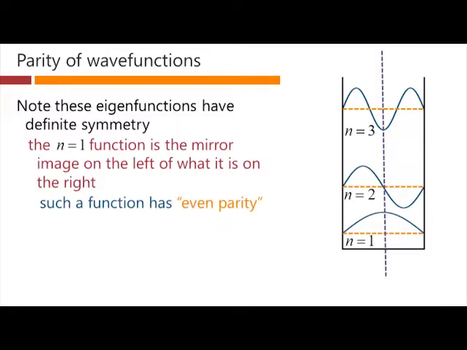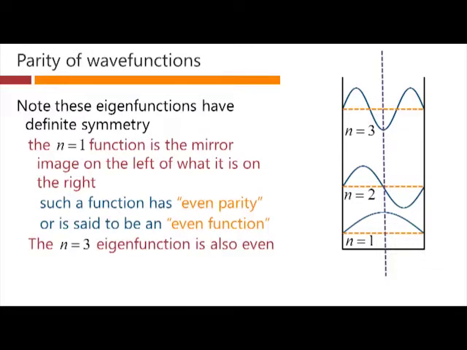Such a function is said to have even parity with respect to this point, to this axis, or it could be said to be an even function. Note, incidentally, that the n equals 3 function is also even. Though it goes below the axis here and above the axis there, it's still true that if you take any point on the right, then the corresponding mirror image point on the left of this line has exactly the same value of the function.